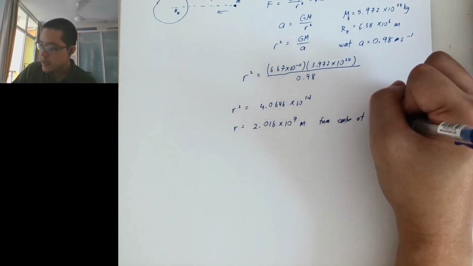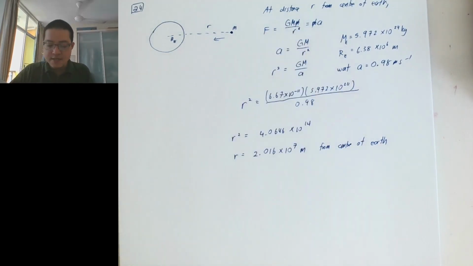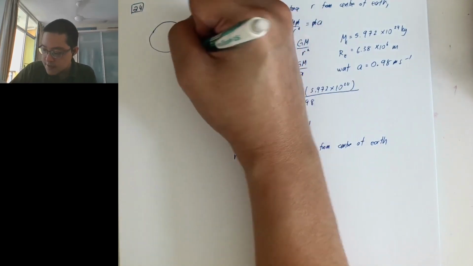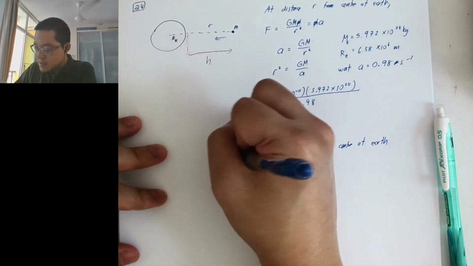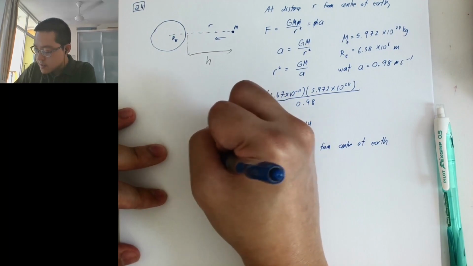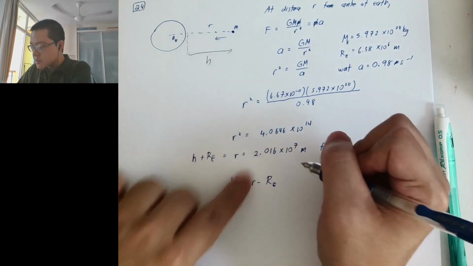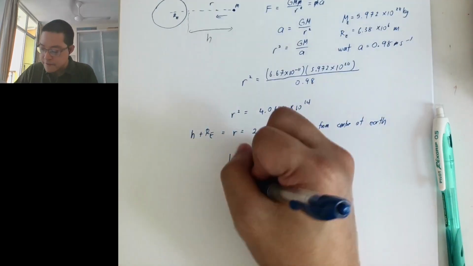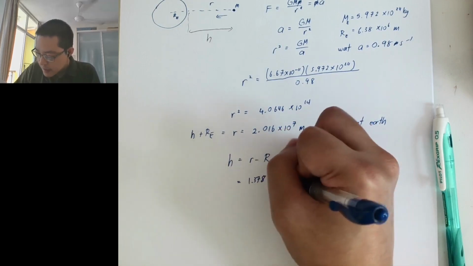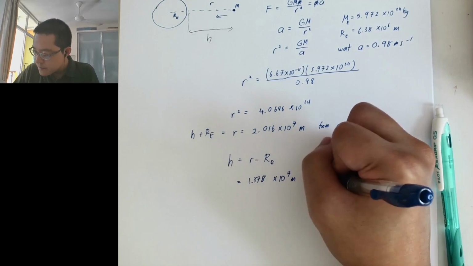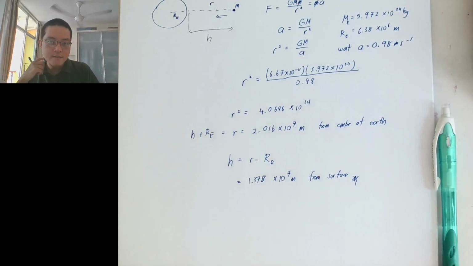So this is where you have to be careful. We don't want the distance from the center of the Earth. I want the distance from the Earth's surface. So from the Earth's surface is this value. So it's h, right? That means the total R is h plus Re. Therefore h is just R minus Re. The R is here, the Re is given here. So you take the difference, and you get 1.378 times 10 to the power 7 meters from the surface of the Earth.